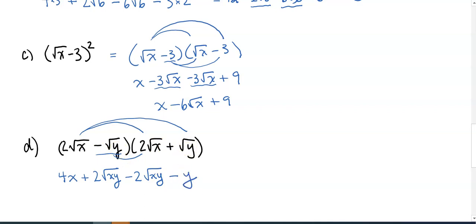Okay, collecting like terms where necessary. The only like terms again I see are my radicals. So I get 4x, and then 2 root xy minus 2 root xy becomes 0 root xy, so they actually add to 0, so they're gone, and then minus y. So that all just gets me to 4x minus y. Okay.